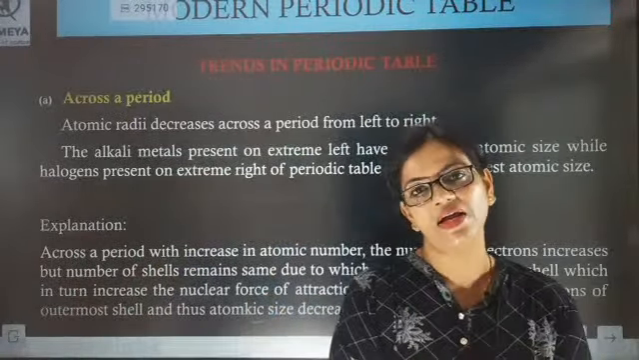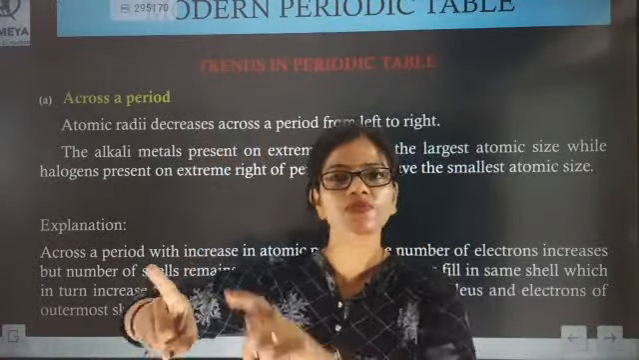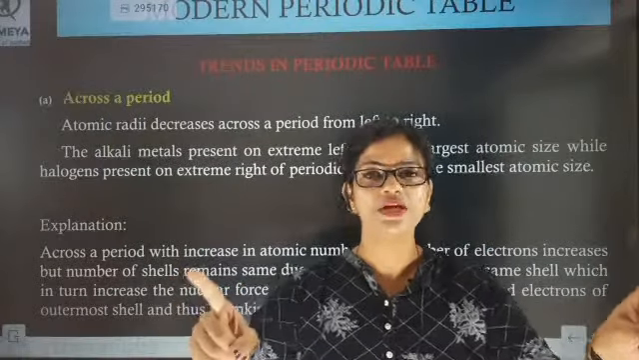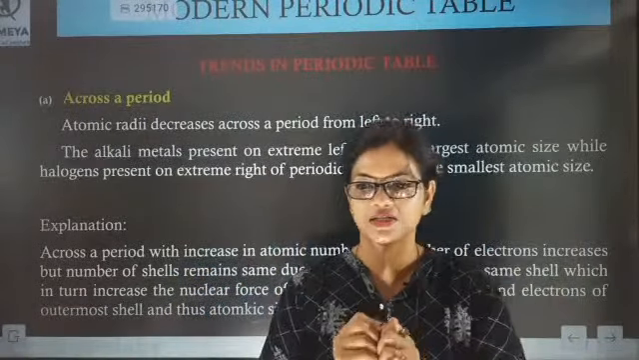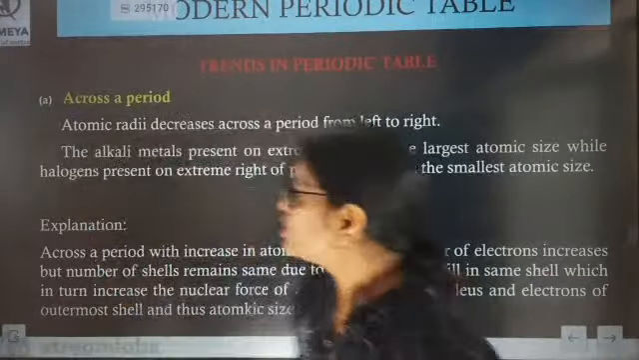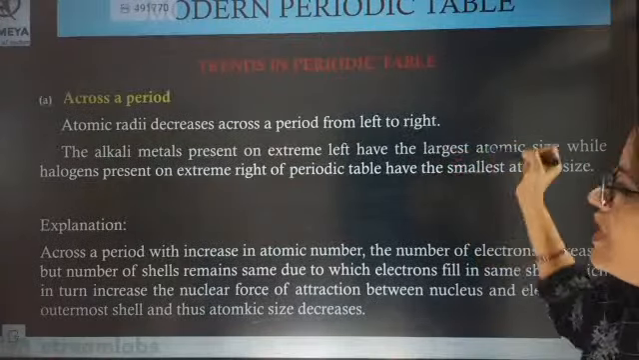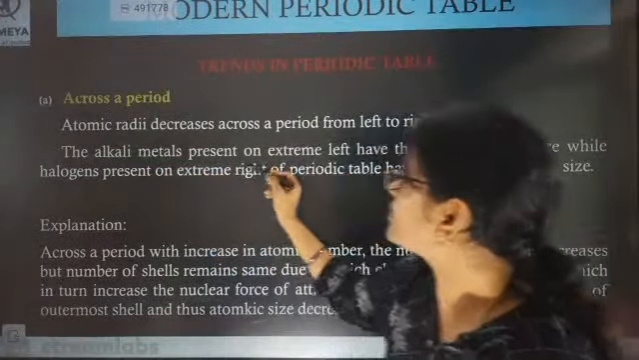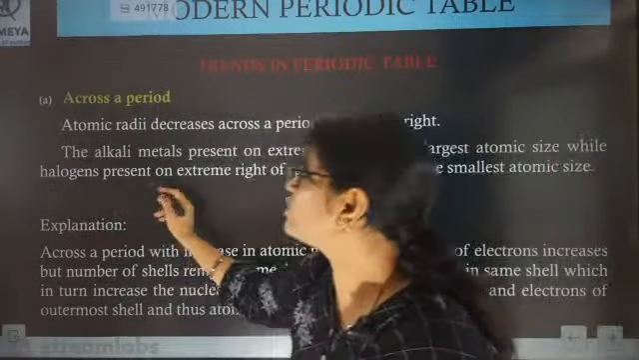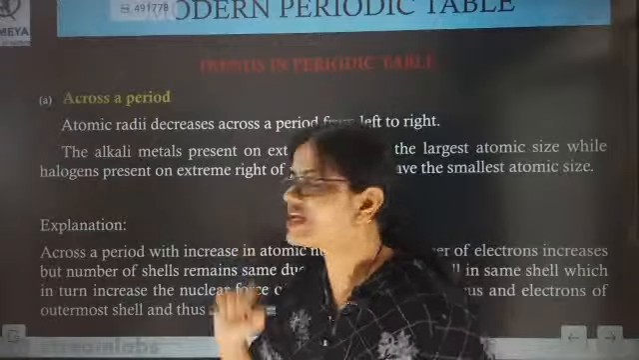What is atomic radius? Atomic radius is the distance between the center of the nucleus and the center of the valence shell electron. Atomic radius decreases across a period from left to right. The alkali metal on the extreme left has the largest atomic radius, while the halogen on the extreme right of the periodic table has the smallest atomic size.